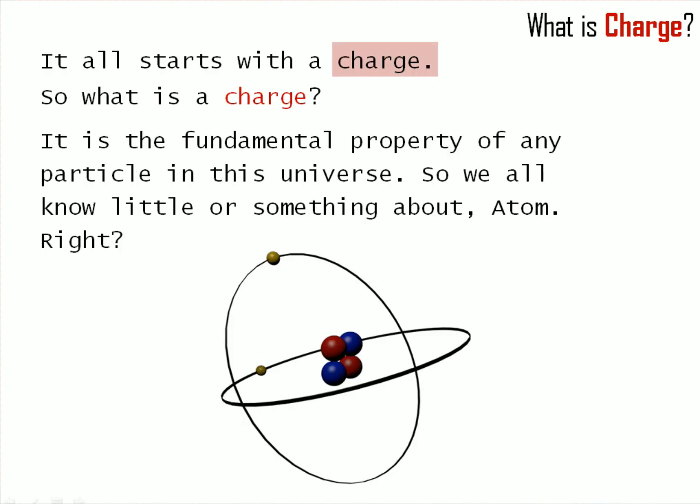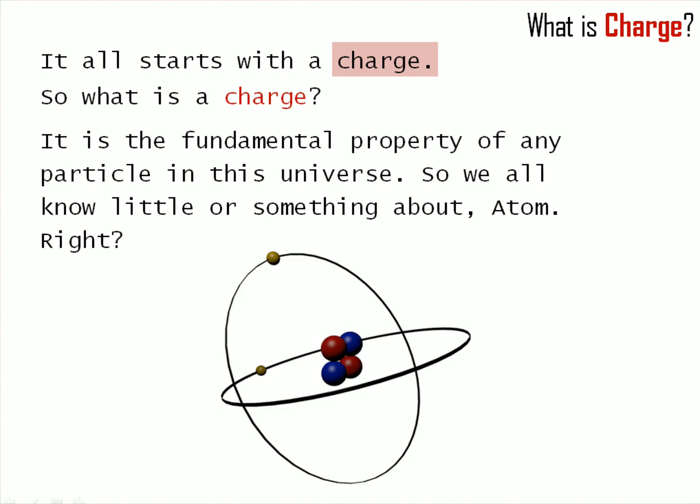Now it all starts with a charge. So what is charge? Charge is the fundamental property of any particle in this universe. We all know a little something about the atom, right? You probably studied about the atom. This is the nucleus of the atom, and this is called the orbit, where there's an electron revolving all the time. On the nucleus you have your positive charge and your neutral particle, which is known as the neutron. This is our proton and this is our electron.